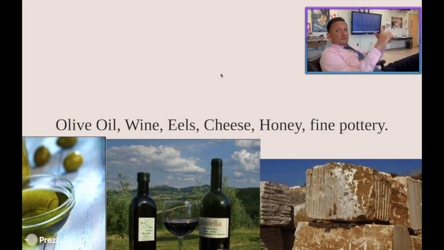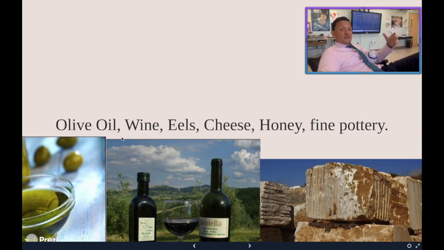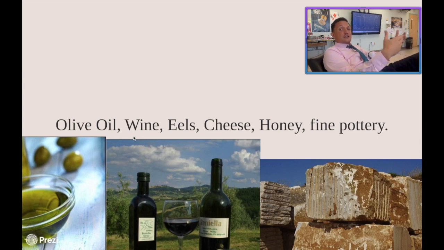Well, here are some of the things that they actually traded. They traded olive oil, wine, eels, cheese, and honey, right? And fine pottery. These are the things that you can produce in Greece. Notice only 2 of these things are actually things that you can grow, right? Olive oil comes from olives, which is one of the only domesticated crops that naturally exists in Greece, and wine comes from grapes, which is also one of the only naturally domesticable crops in Greece, right? So early archaic Greeks would trade the 2 things they knew how to grow, right?